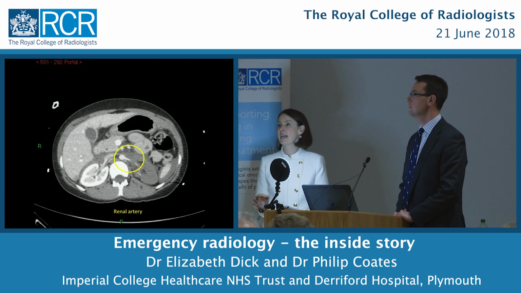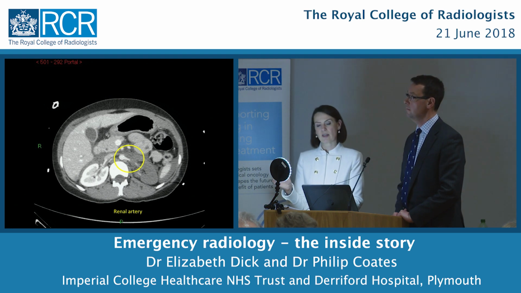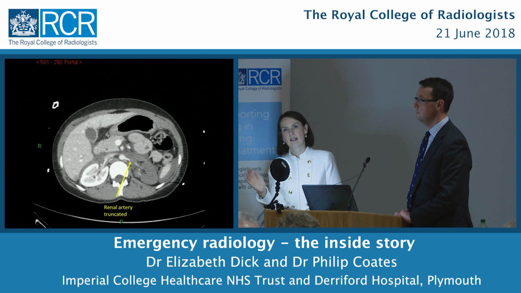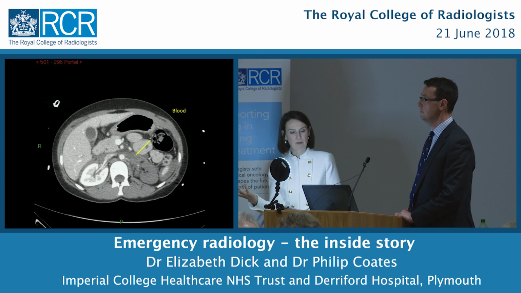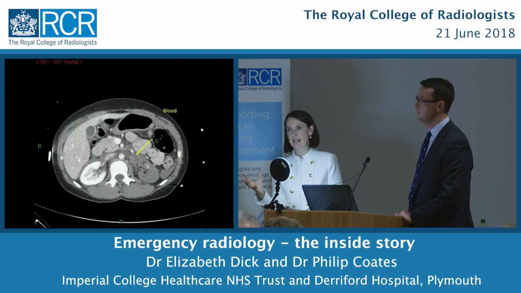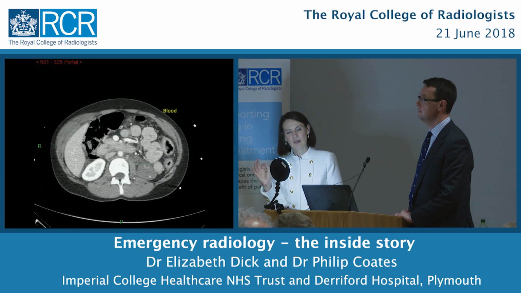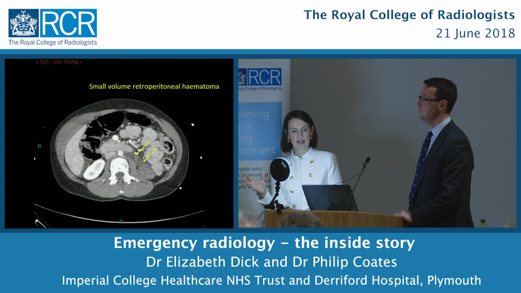So we've got to work out why there's no blood supply. Let's focus in here on the renal artery, the artery that goes to the left kidney. And you can see it's completely truncated. So something's happened to that renal artery, and maybe it's actually pouring out blood. So I need to check exactly how much blood there is around that left kidney. Luckily, it's not terrible, but there's certainly some blood around that left kidney.